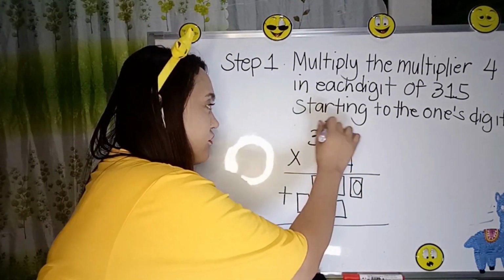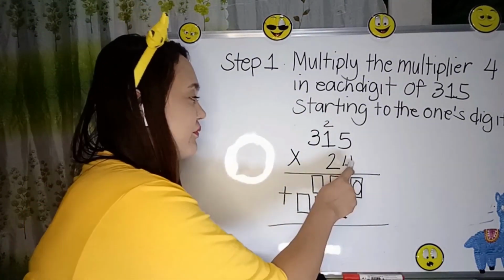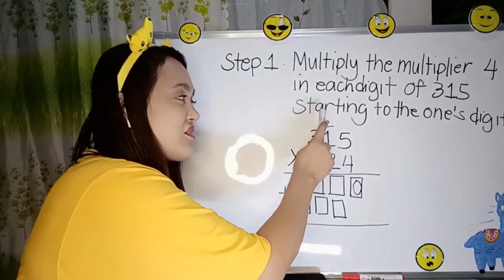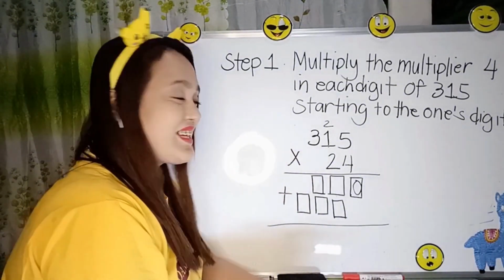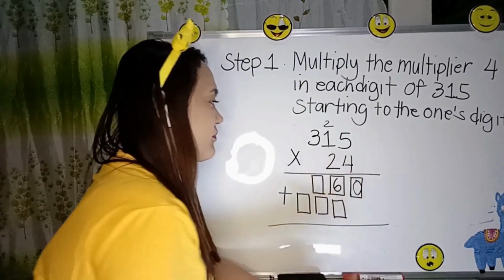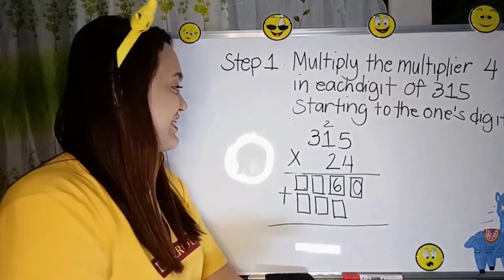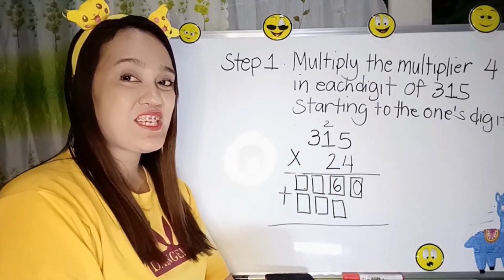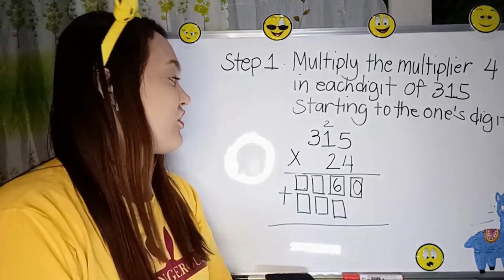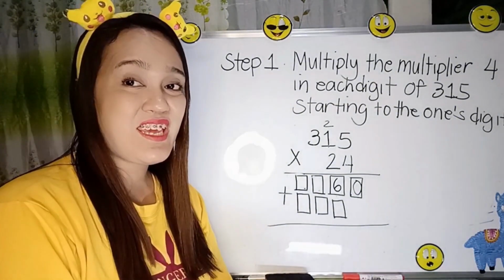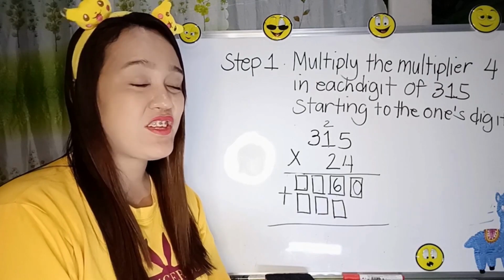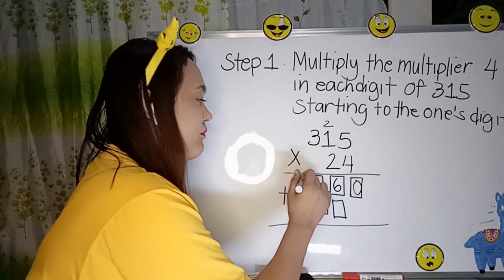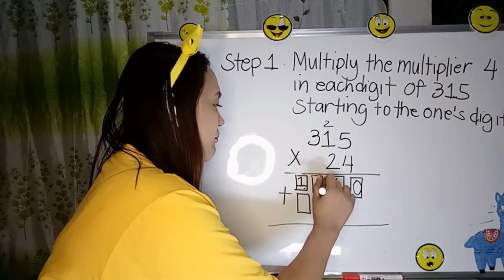So 4 times 1 is equal to 4. Plus 2 is equal to 6. Next is 4 times 3. 4 times 3 is equal to 12. Since no digit follows the digit 3, we simply copy 4 times 3 equals 12 to the partial product.